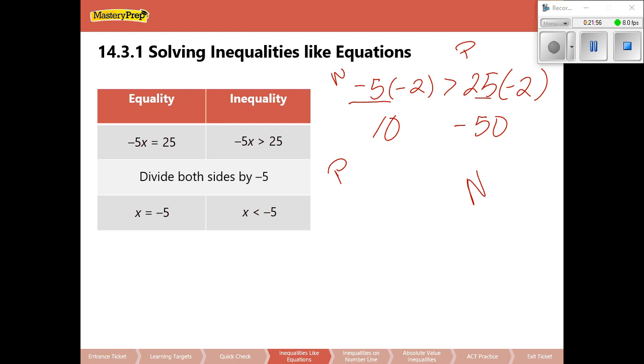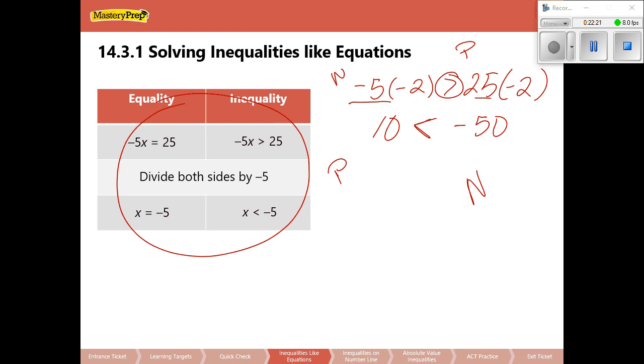If we looked at the number scale, negative 5 is now on the positive side. Positive 25 is now on the negative. Well, if they're switching, this sign has to switch also. That's kind of why we have to flip it when we multiply or divide by a negative. That sign has to switch accordingly. That's really what we have going on here. To be able to see that.